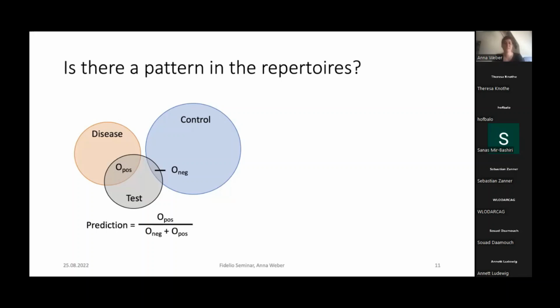So this was the simplest model that I could come up with. I'm giving it a subset of disease samples and a number of control samples. And then I'm asking it to look at the overlap of the test repertoire with the disease and with the control samples. If it finds more T cell receptors that the test sample has in common with disease than with the control, then it's supposed to predict that this is also a diseased patient. And if the patient has more sequences in common with the controls than the disease, then it's supposed to predict that it's also a control sample. So very, very simple, just looking at identical sequences in the repertoires.